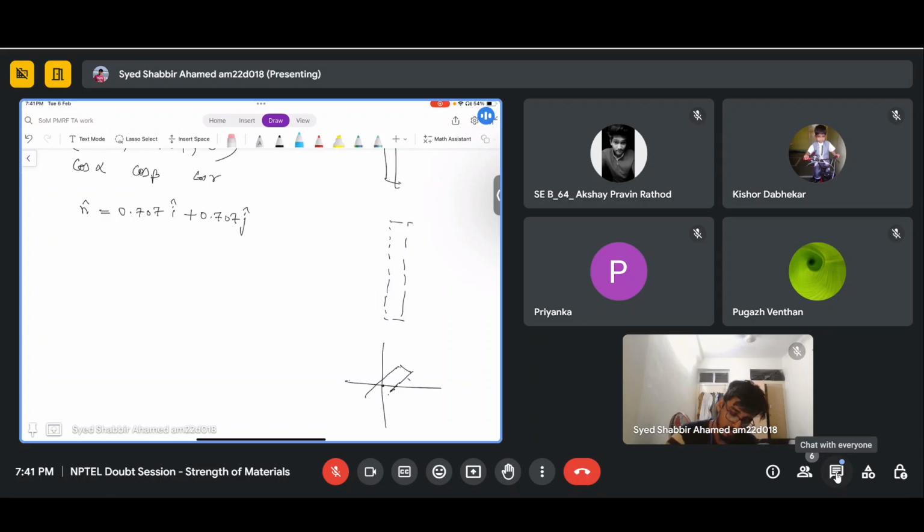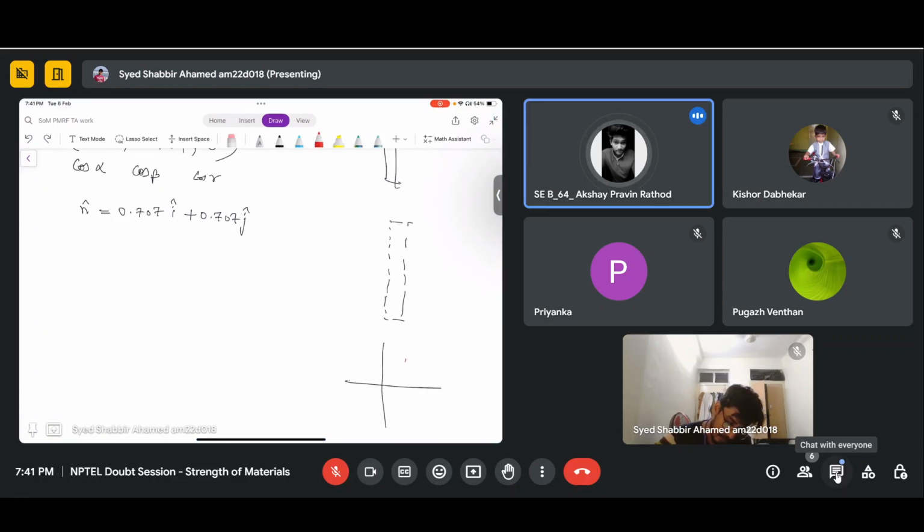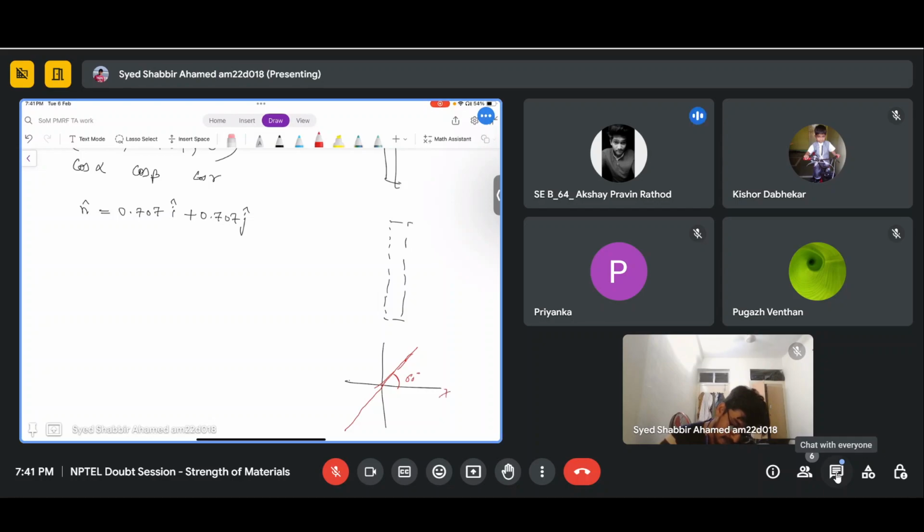I won't confuse you with this 3D thing. Just assume that the plane is a line here. Okay, this is the plane. And he's saying that the plane is at an angle of 60 degrees from the x-axis, or he can also say that the plane is at an angle of 30 degrees from the y-axis.